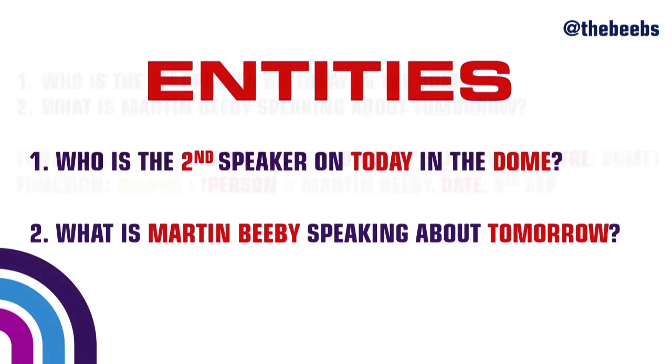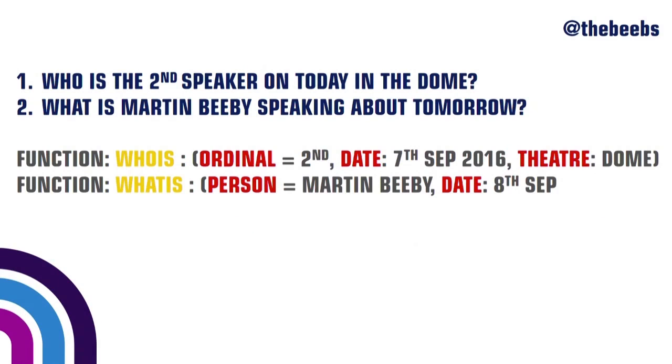Yeah. Okay. Cool. So what I want it to be able to do is basically map this thing for me. From the first question, give me the function who is, the ordinal second, the date, the 7th of September 2016, which is when this particular event took place, the theatre's the Dome, and then the second question, what is the person, Martin Beebe, and the date? And I want it to provide all that information for me from whatever I'm going to ask it or utter to that.